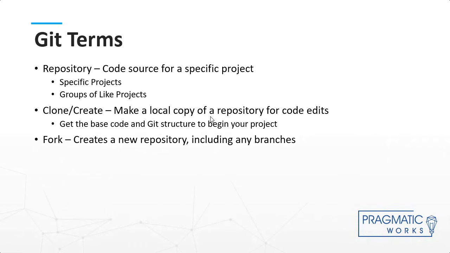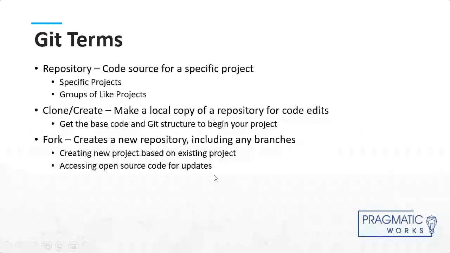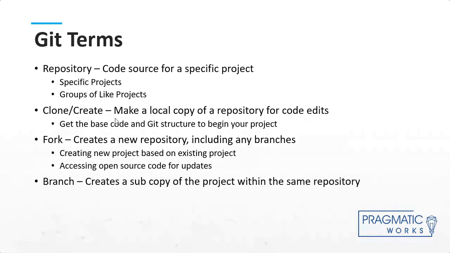We'll then briefly touch on fork, which is very important in the GitHub world. But what that is, is creating a new repository, including any branches that are within that, from an existing repository. You can use that to create new projects based on an existing project you already have. If you want to create a shell from that, you can also use it if you're accessing open source code and you want to make updates to an open source project. You can fork that and then ask to pull that back into the main project.